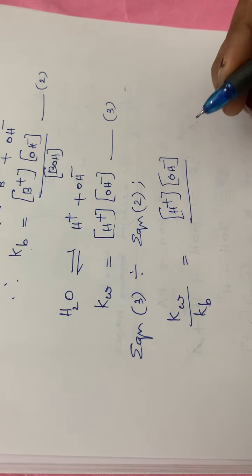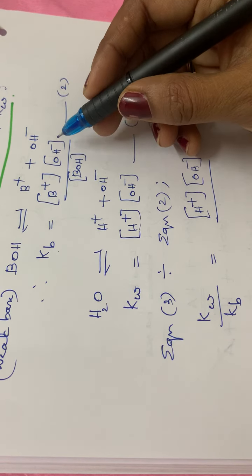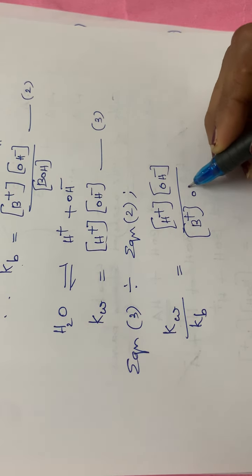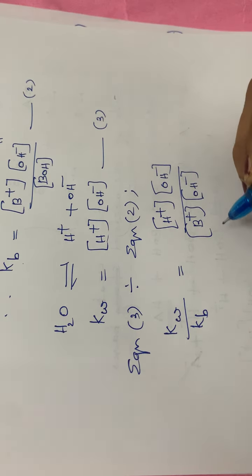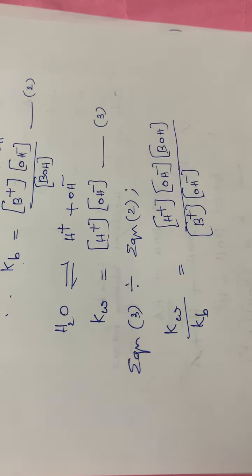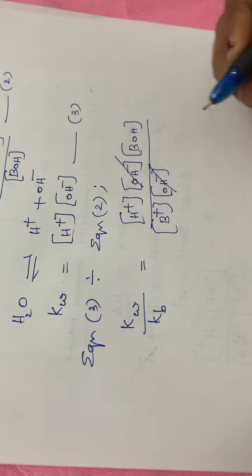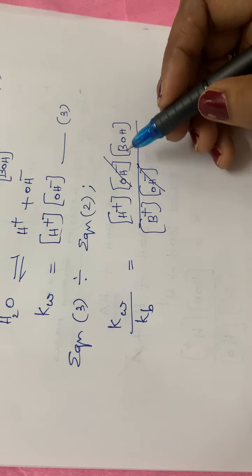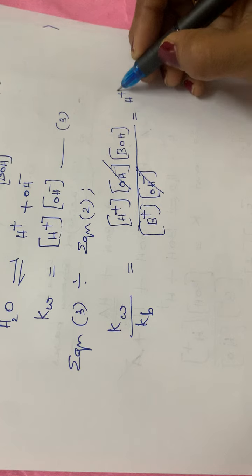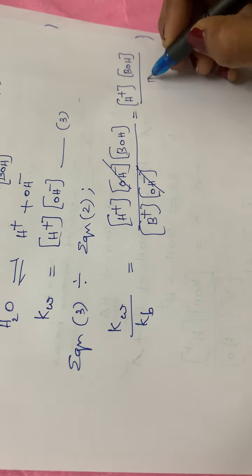H plus into OH minus divided by KB, which is B plus into OH minus divided by BOH. So it will be going to the numerator into BOH. What all terms got cancelled? This OH minus will be cancelling. So the remaining will be H plus into BOH divided by B plus.